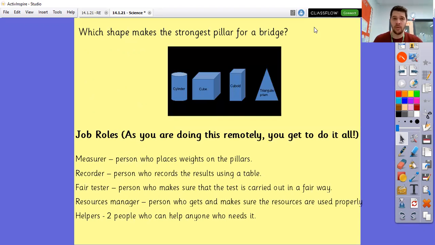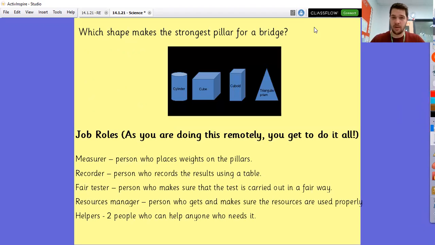So, which shape makes the strongest pillar for a bridge? Fun experiment time. Cylinder, is it a cube? Is it a cuboid? Is it a triangular prism? Perhaps it's actually a combination of the two, because two end up being the same strength. Normally, we'd have different job roles for this. We'd have a fair tester, a resources manager, a measurer. As you're at home doing this remotely, you get to do all those jobs by yourself, which is awesome. You may want a sibling or a parent or carer to help you just with a couple of things, okay?